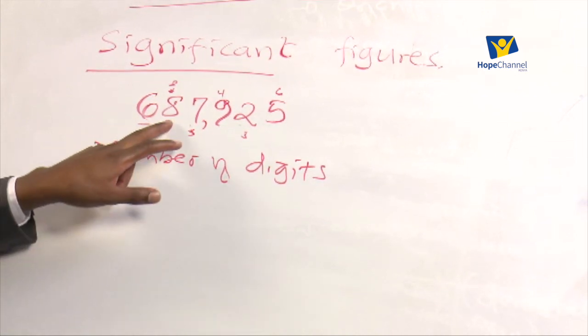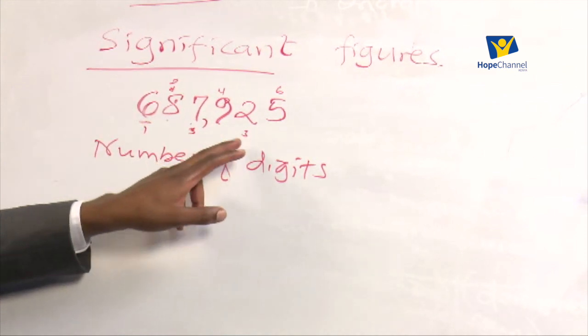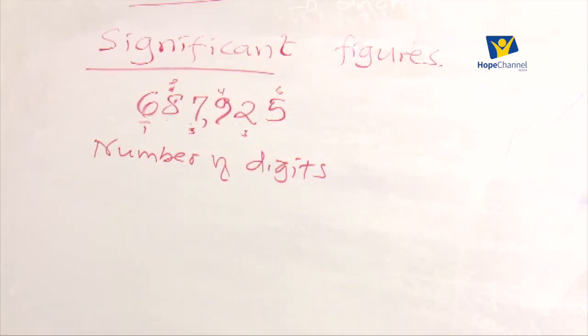The second significant figure is 8. The third one is 3. The fourth one is 9. The fifth one is 5. The sixth significant figure is what? It is the 5 that we are seeing there.